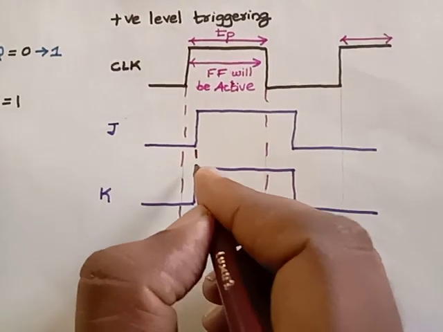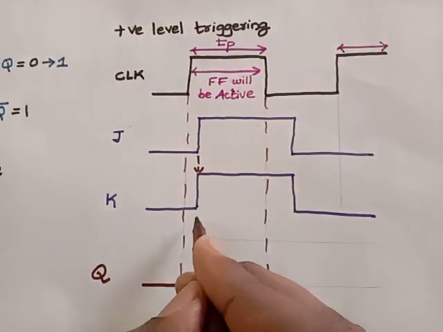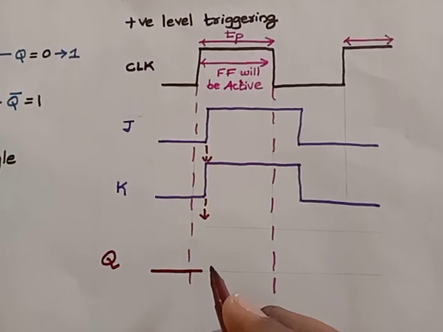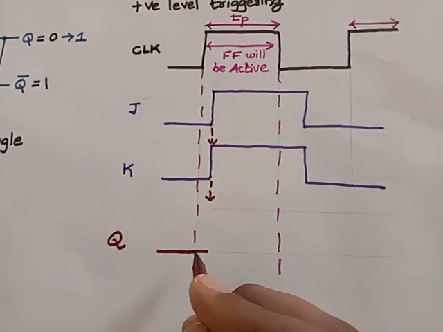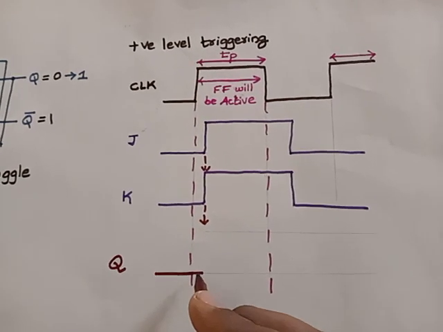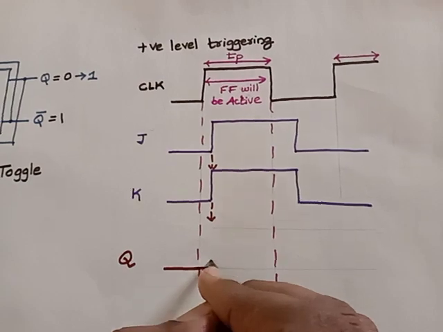Now at this point, if you see, both J equal to 1 and K equal to 1. So when J equal to 1, K equal to 1, the output is toggle. Toggle means it has to complement the Q value. Here the Q is already 0. So when it toggles, it will change to 1.